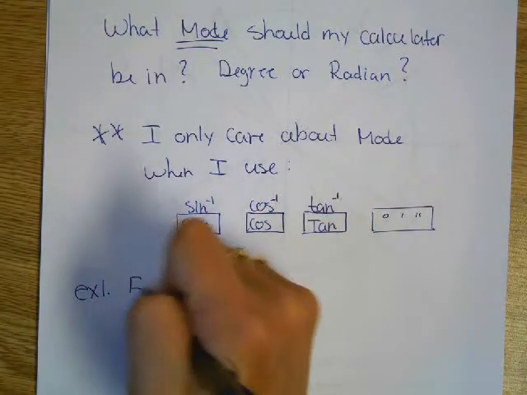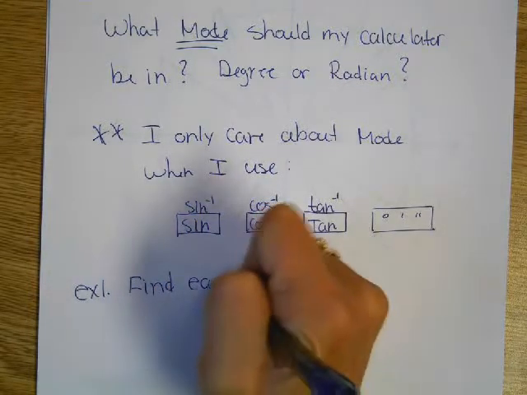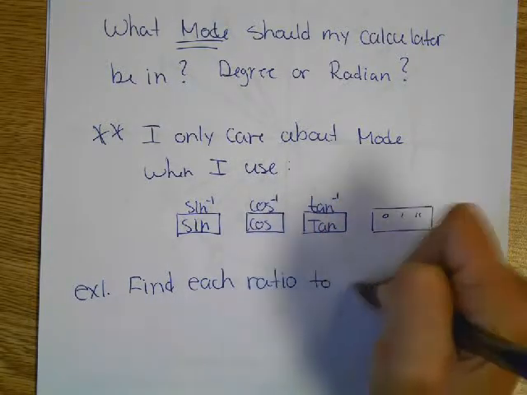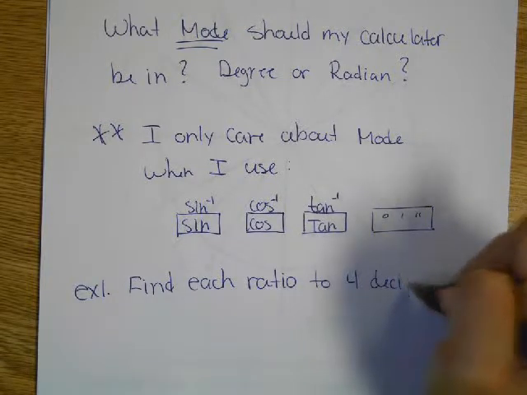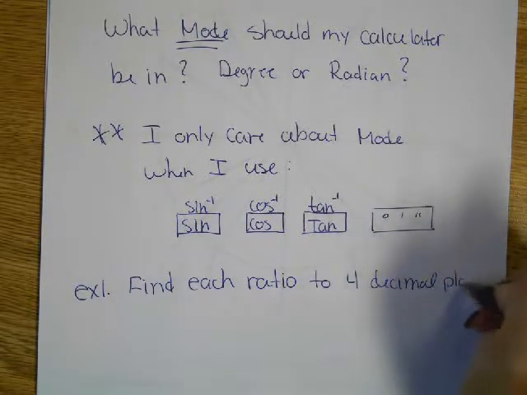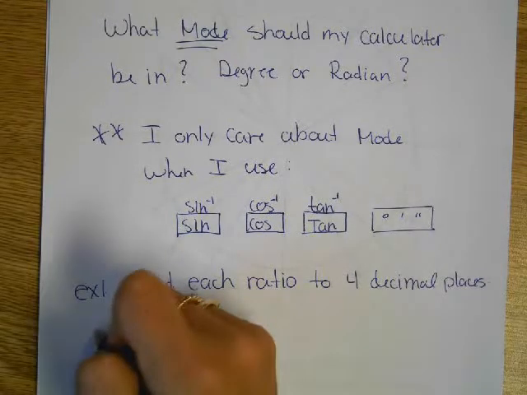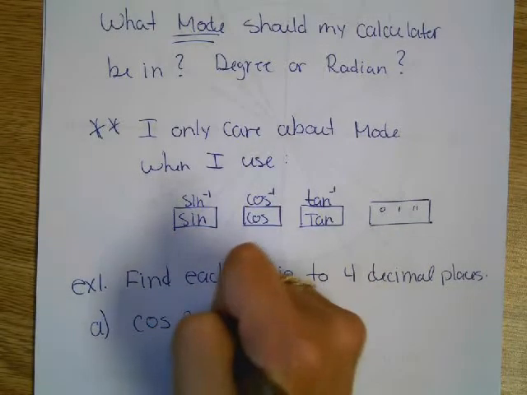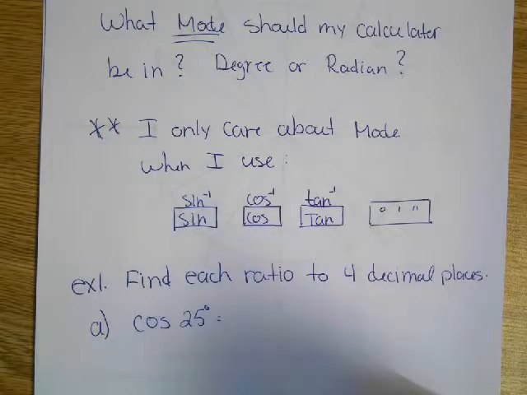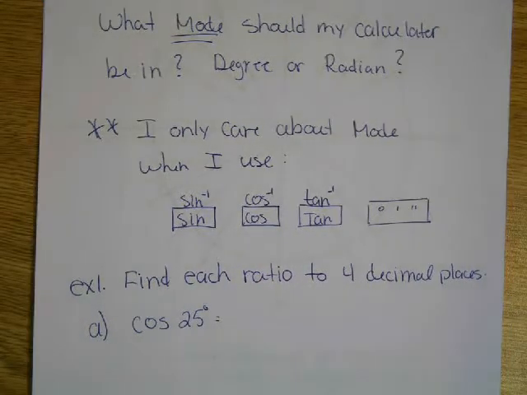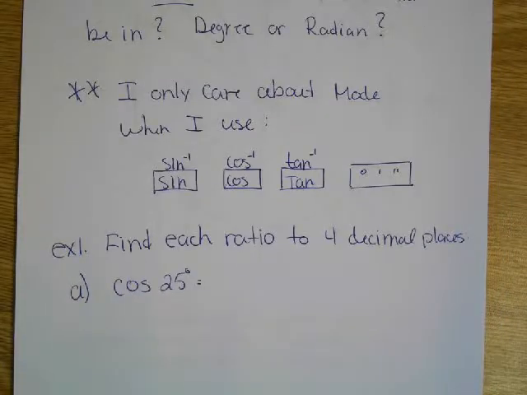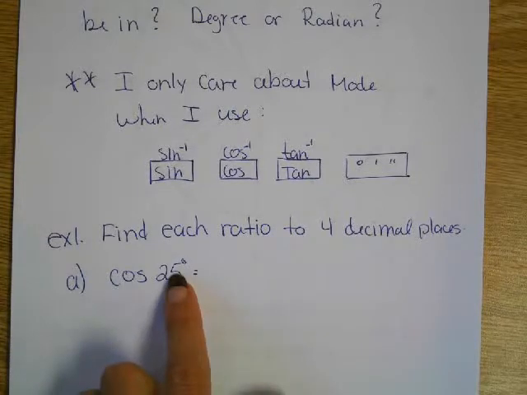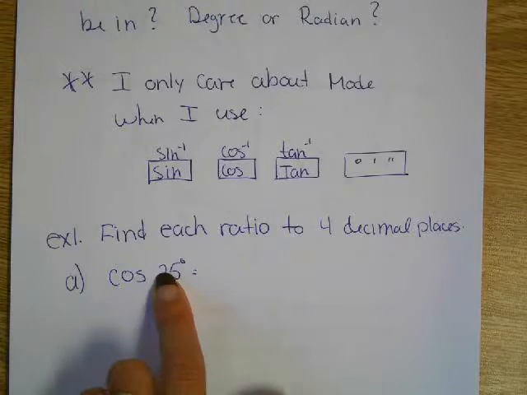Find each ratio to 4 decimal places. We're going to look at the cosine of a 25-degree angle. So I'm going to touch the cosine button. What mode do you think I should be in? Why degrees? Because I'm working in degrees. That's as common sense as it is. If I give you a degree angle, you better be in degree mode.